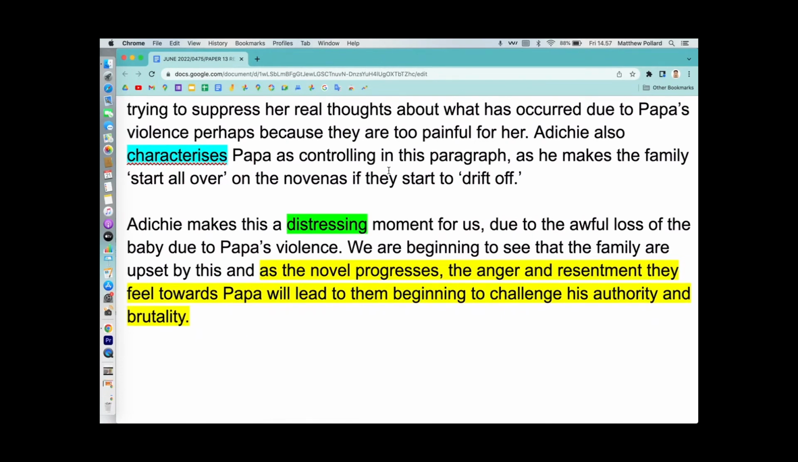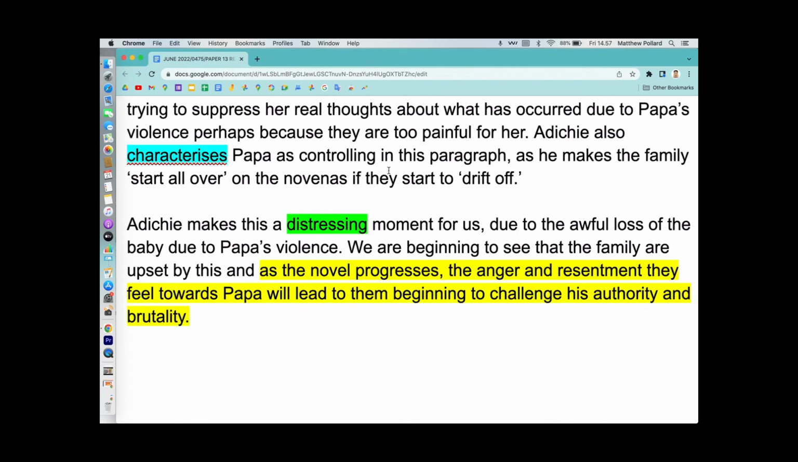Adichie makes this a distressing moment for us due to the awful loss of the baby due to Papa's violence. We're beginning to see that the family are upset by this, and as the novel progresses, the anger and resentment they feel towards Papa will lead to them beginning to challenge his authority and brutality.